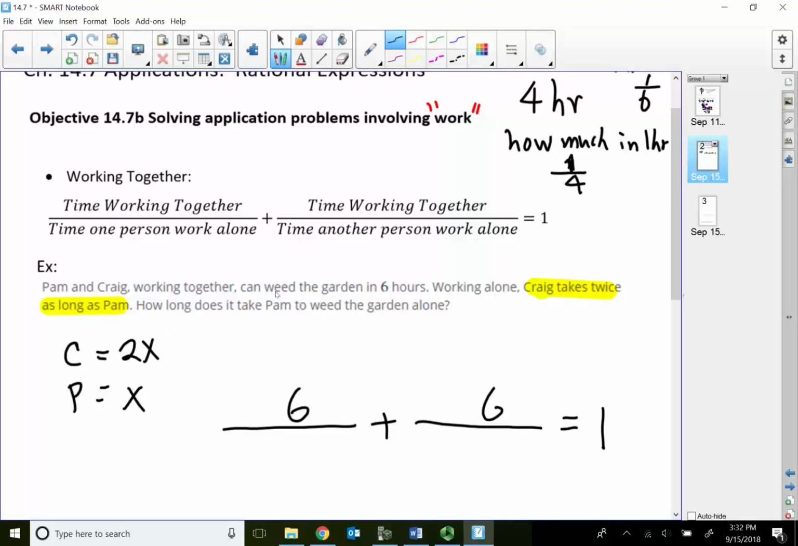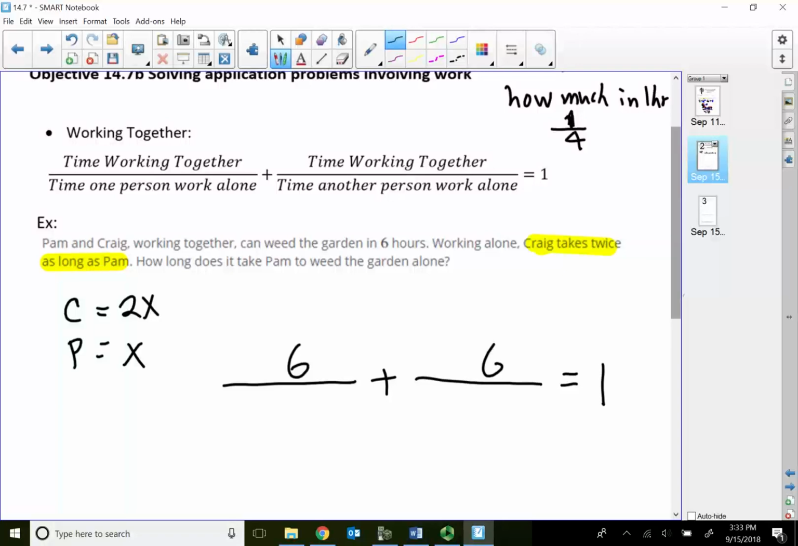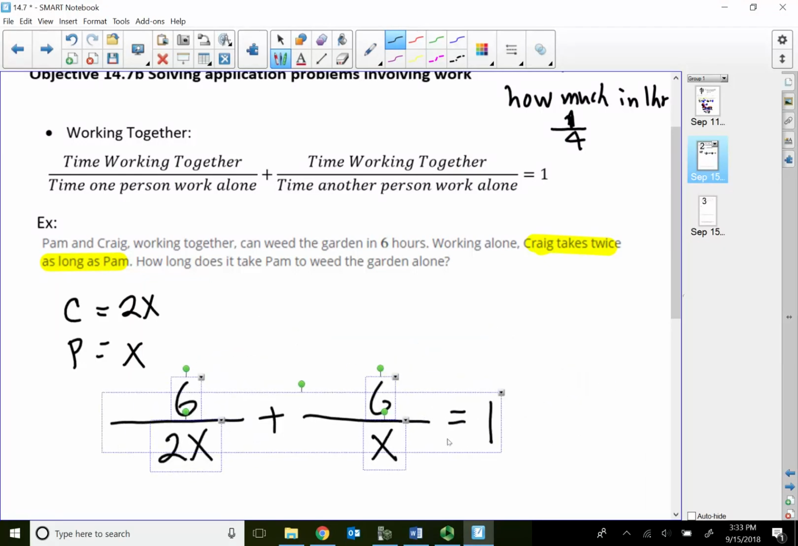Craig takes twice as long, so that means Craig takes longer. Longer means slower. He takes longer because he works slower. So make sure you understand that. I'm going to put Craig under the first 6 and Pam, x, under the other one. So that's how we set it up. The time Craig works alone, and the other denominator will be the time Pam works alone.